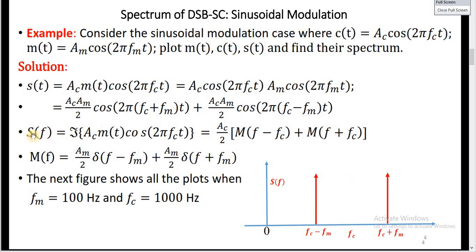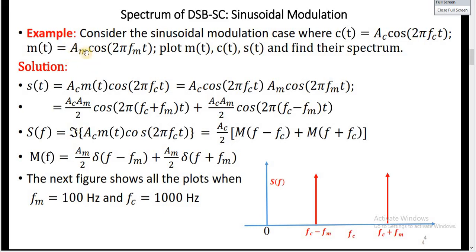Of course, we can take the Fourier transform of the cosine. For each cosine, the Fourier transform consists of two impulses. This is the Fourier transform. We have shown only part of the spectrum for positive frequencies.